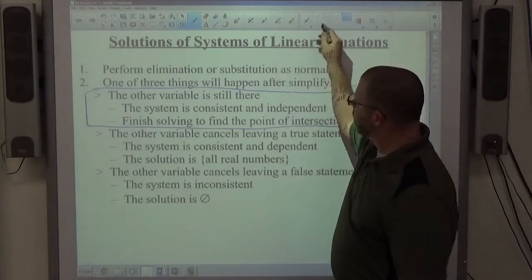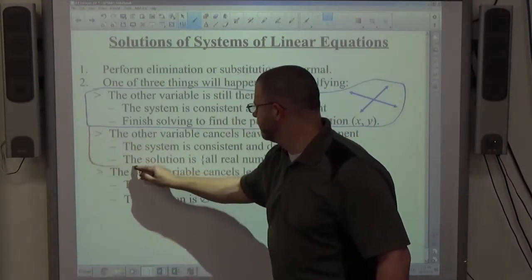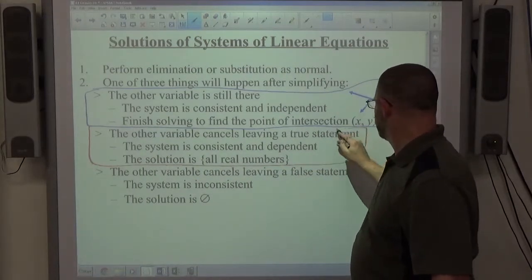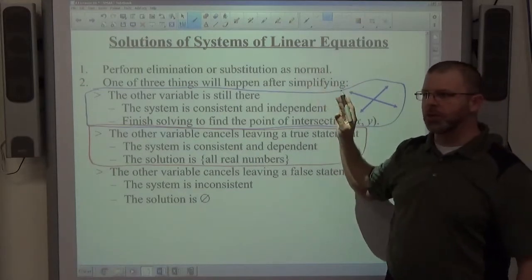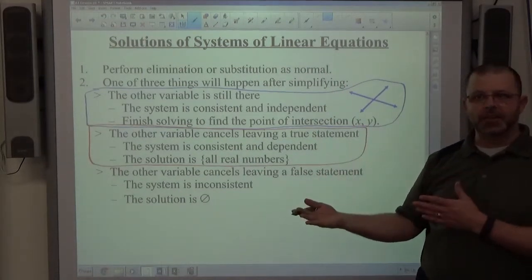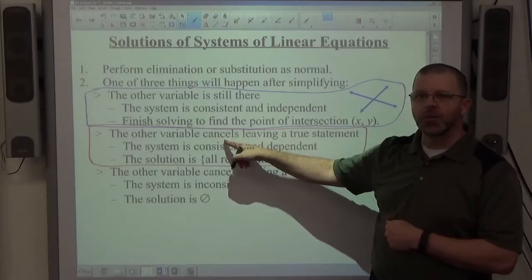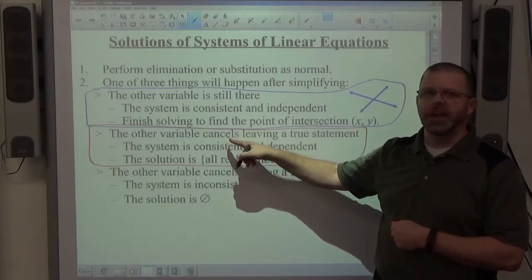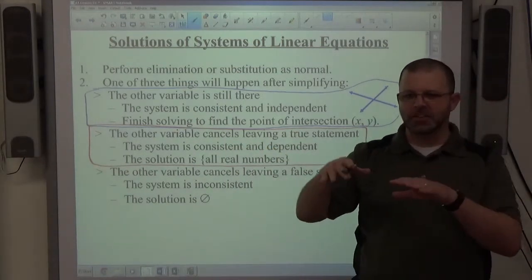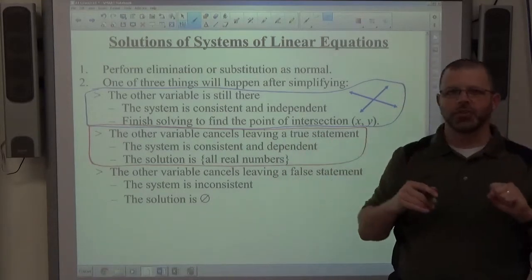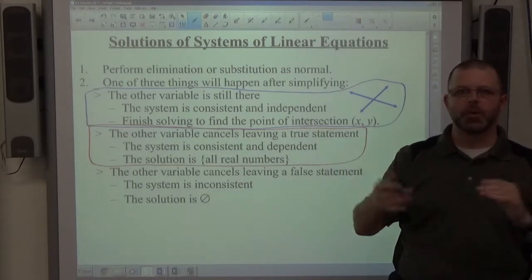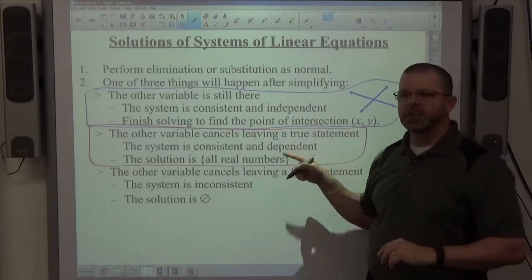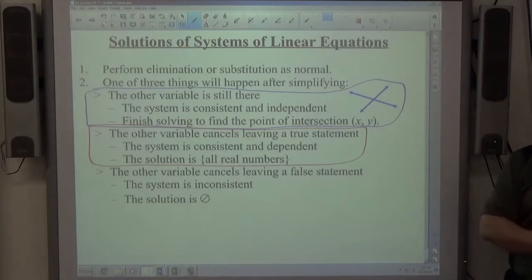The second scenario, this one here. You perform elimination or substitution as you normally do. In the process of eliminating x, y also eliminates. You didn't mean for that to happen, but it just happened. You did whatever is necessary to make x go away, and all of a sudden y also goes away. You got 2x and negative 2x, you got 3y and negative 3y. All of a sudden they're both canceled. But the leftover statement is going to be a true statement: 0 equals 0, 5 equals 5, 9 equals 9, something along those lines.